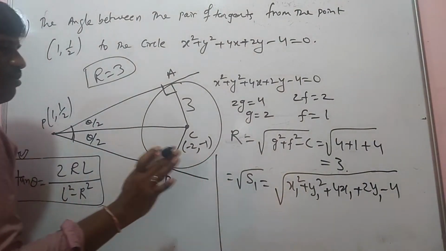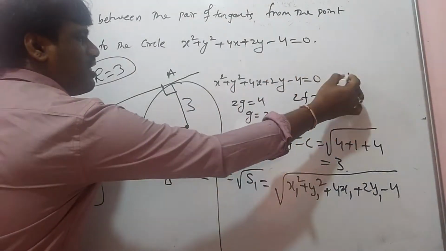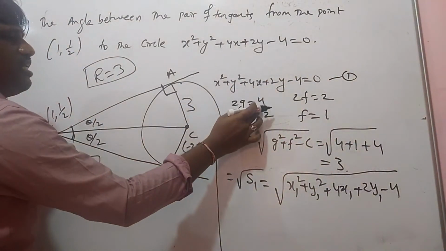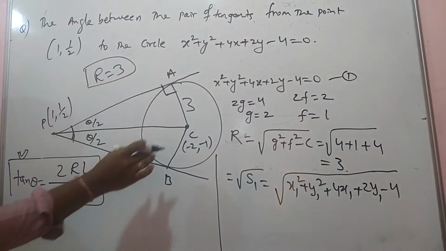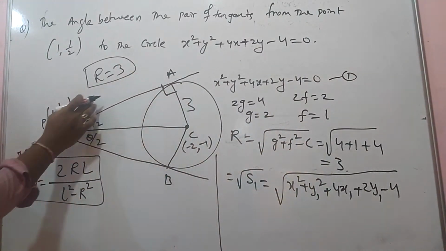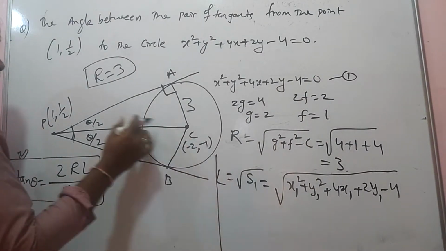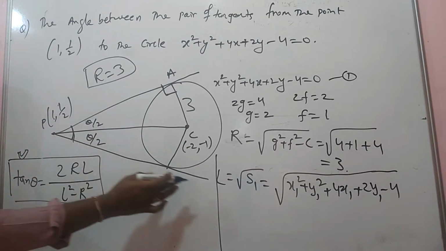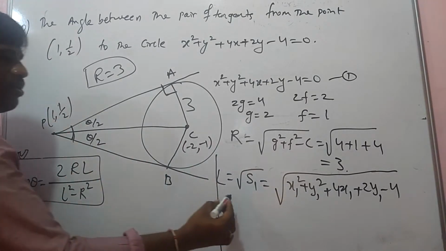Now, did everyone understand? This is the equation of the circle. We have found 2g is equal to this. We have found the center, and we have found the radius. You need to find the length of the tangent. Length of the tangent is root S1. And the point is (1, 1/2), which should be substituted here. So you will get the length of the tangent.